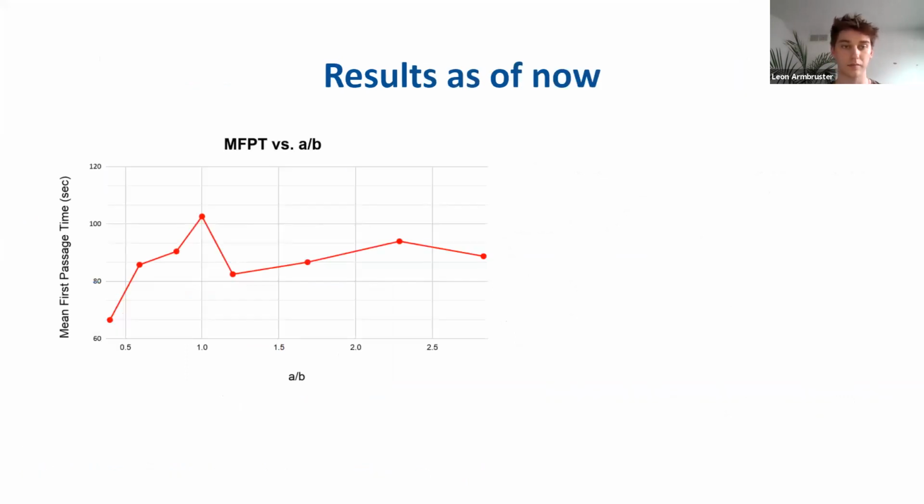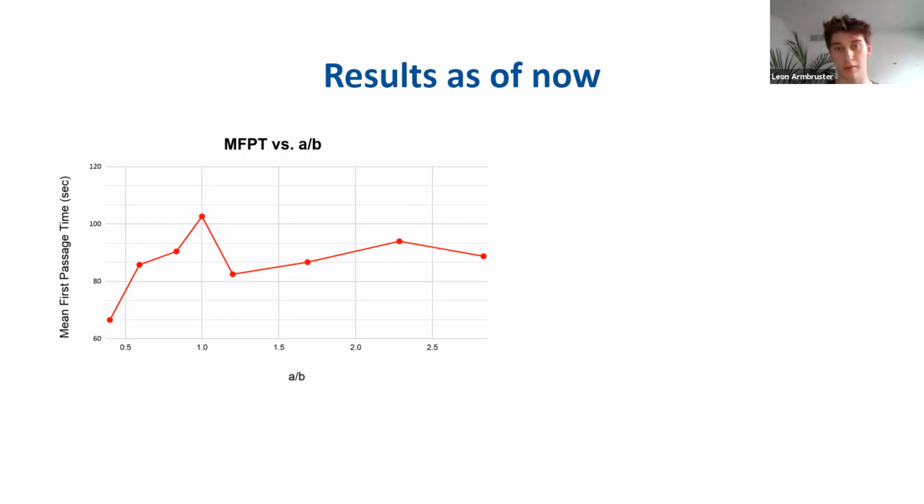We took data at 8 ratios of A over B, starting at 0.4 and going up all the way to 2.8. As you can see, we see the same spike that the simulation showed at a ratio of 1. We have a bit of a difference after a ratio of 1.2. It sort of stays the same. The mean first passage time doesn't increase very much. It stays sort of the same.